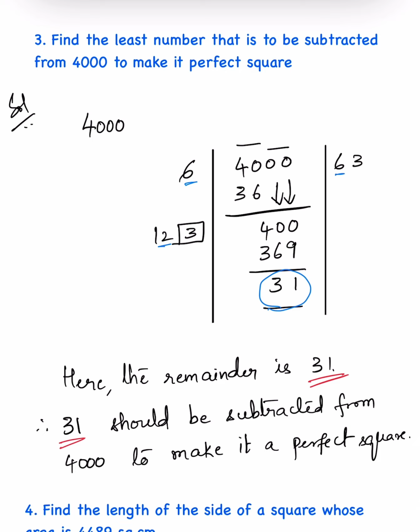So if we subtract this remainder from the number, we get the perfect square. So 31 has to be subtracted from this 4000 to make it a perfect square.